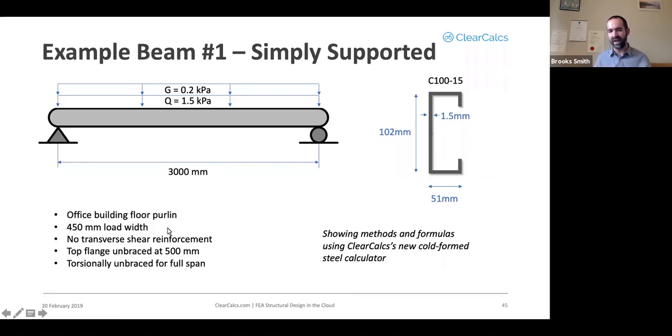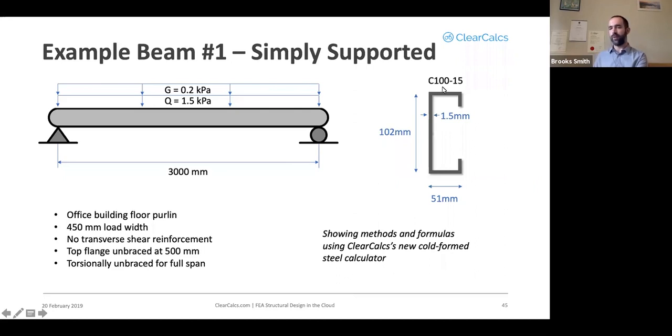We're going to assume it does not have any transverse shear reinforcement, that the top flange has bracing at 500 millimeters, and that there's torsional bracing only at the very ends of the beam. So the full span length is equal to the torsional brace length. We'll use a C100-15 section. That's a section produced by both Stratco and Lysaght.